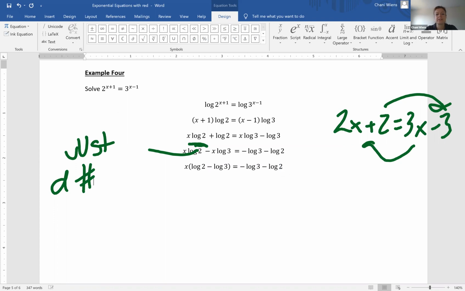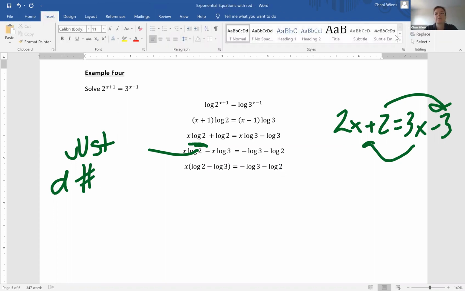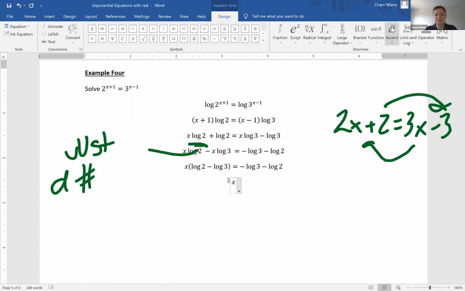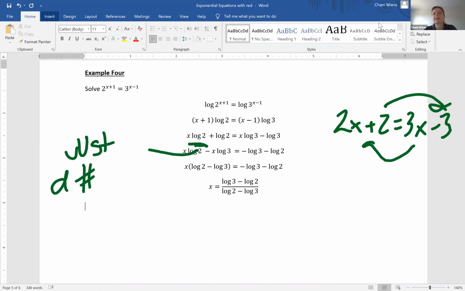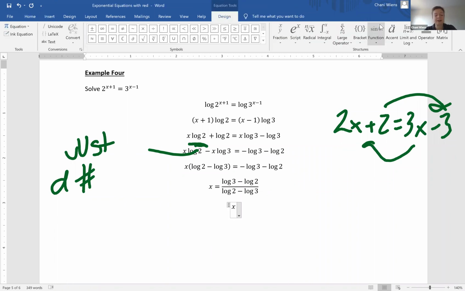Hopefully now you can see the road that we're going on. To isolate x, you divide both sides by what's in the bracket there. So I have minus log 3 minus log 2 divided by log 2 minus log 3. They look almost the same, but they're not actually. So that's what you get, and you put that into your calculator, being very careful with your brackets and what's on the top and what's on the bottom. Hopefully you know all that by now, and you get approximately 4.419.